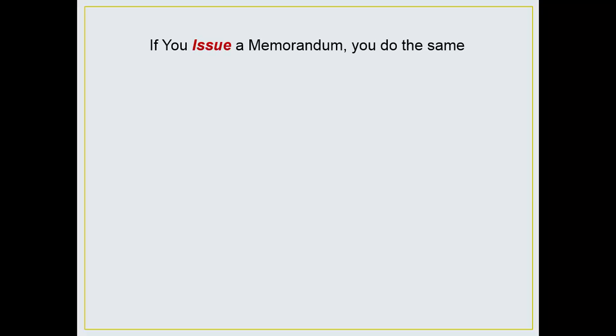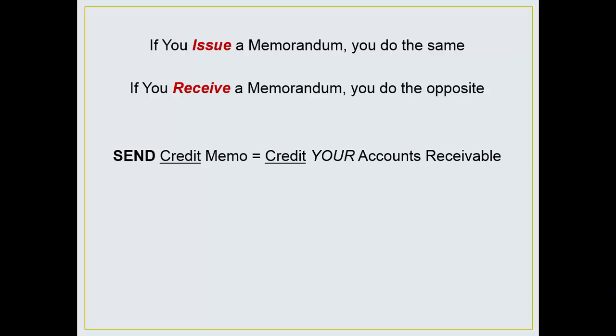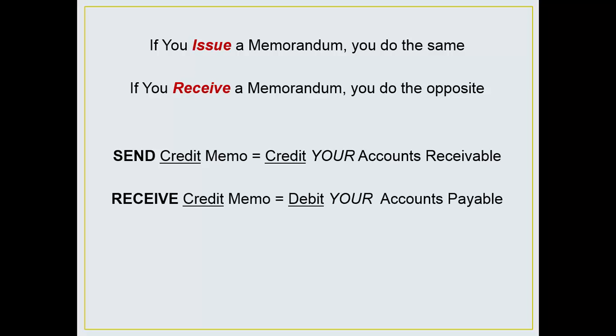So if you issue a memorandum, that's what you're doing. But if you receive a memo, you do the opposite. If you send a credit memo, you credit your accounts receivable. If you receive a credit memo, you will debit your accounts payable.